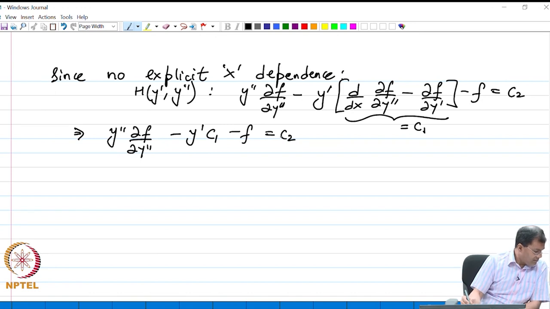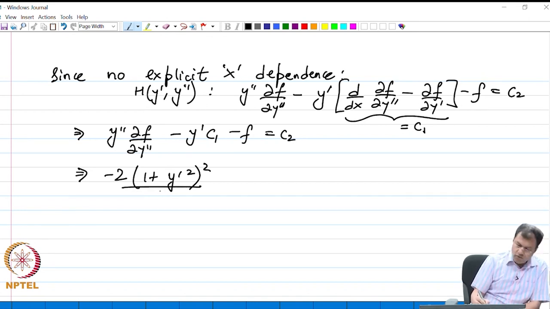Okay. So, this equation is relatively easy to solve. All I have to do is to plug in the value of f. So, when we do that, we get the following expression. We have simplified it now: 2 minus 2 times (1 plus y prime square) whole square divided by y double prime, minus y prime c1, is equal to c2. So, that is the simplified expression.